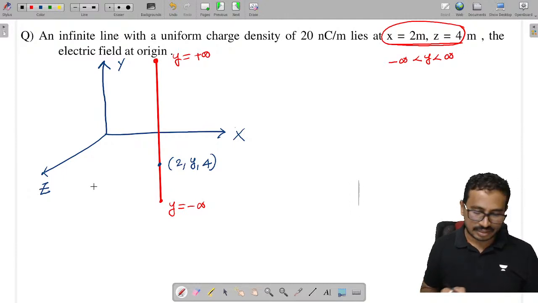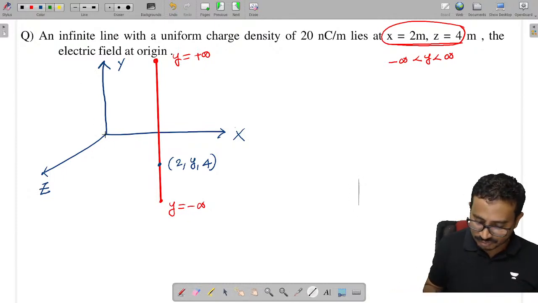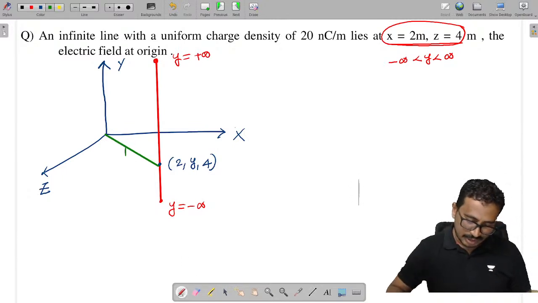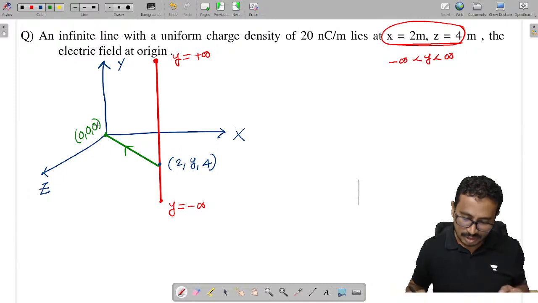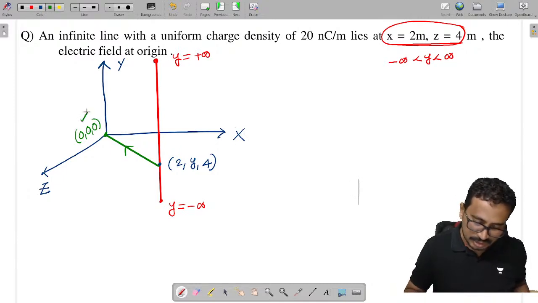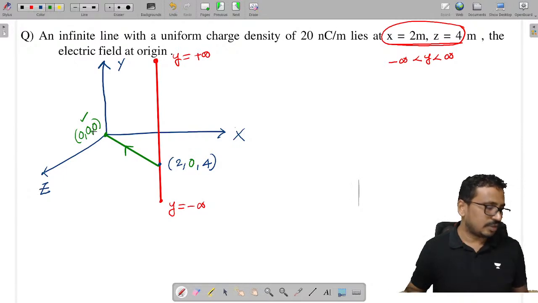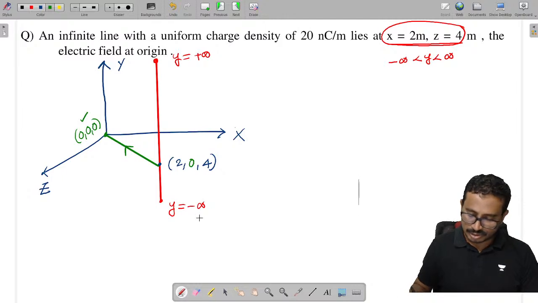Now I want to find the electric field at the origin. Wherever you want to find the electric field, we need to draw one perpendicular line. What are the coordinates of this point? 0, 0, 0. The y coordinate here is exactly 0. At whichever point you want to find the electric field, the y coordinate is 0, so here 0 will come.